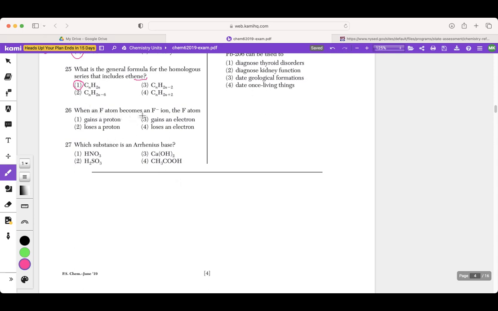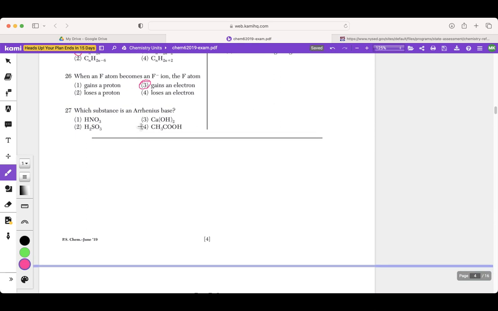26, when a fluorine atom becomes a fluorine negative ion, the fluorine atom blank. Electrons have a negative charge. If I'm adding electrons, becoming more negative. If I take away electrons, becoming more positive. Because I turn into a negative ion here, that means I had to gain an electron.